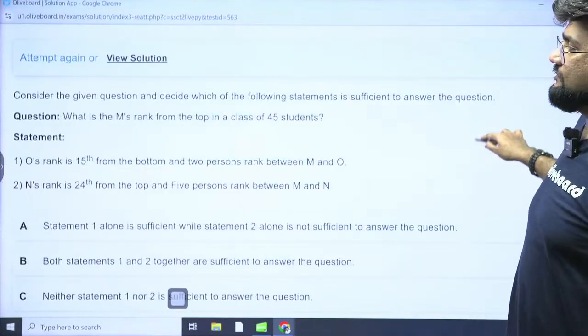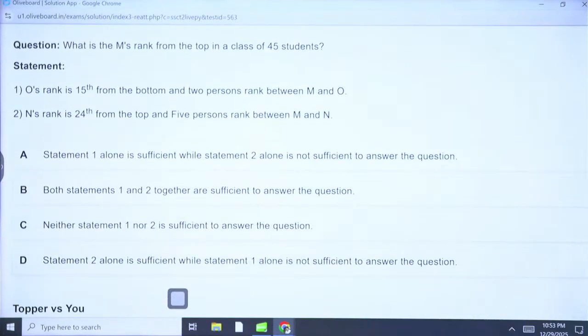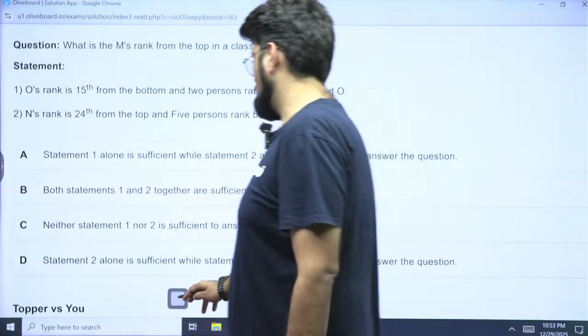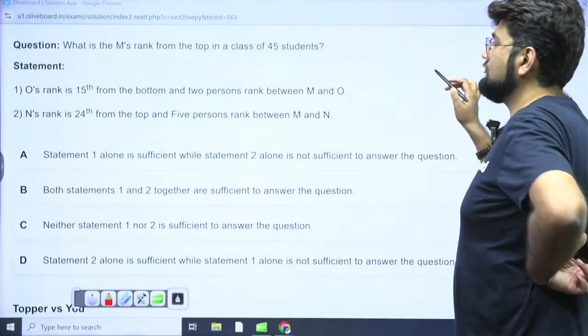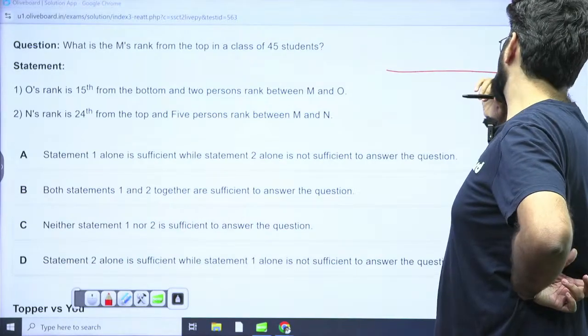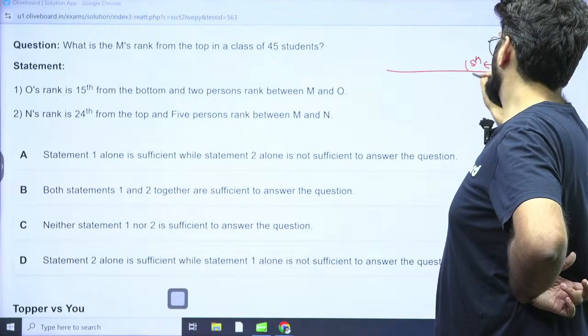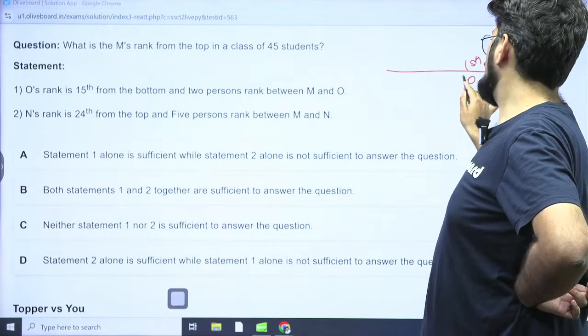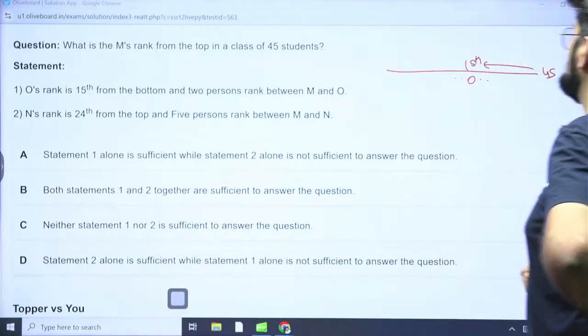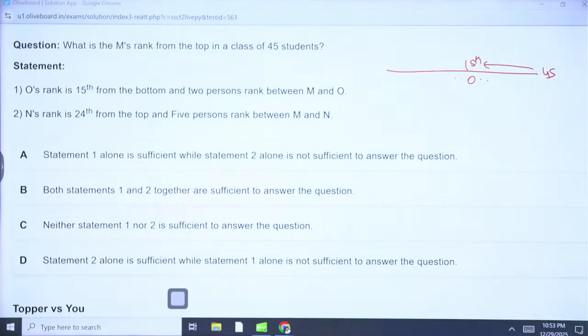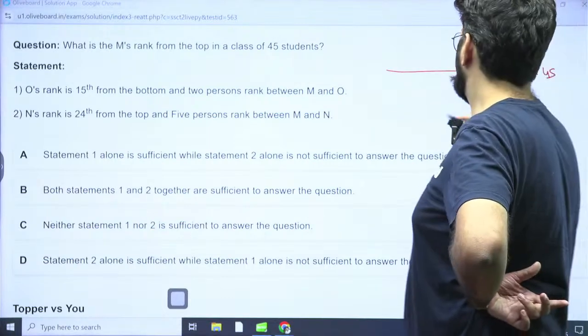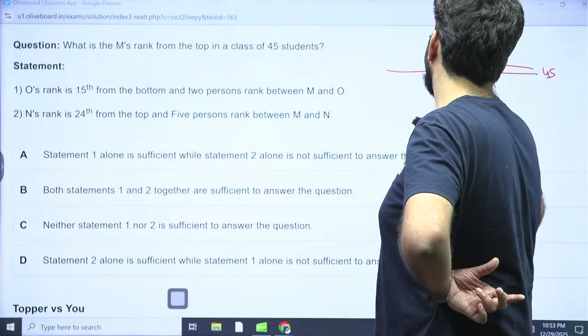Okay, last question for the day. What is M's rank from the top in a class of 45 students? O's rank is 15th from the bottom, 45 students, 15th from the bottom. And 2 persons between M and O. So that can be 2 persons here or 2 persons here. We have 2 possibilities for M: 18th from the bottom or 12th from the bottom.